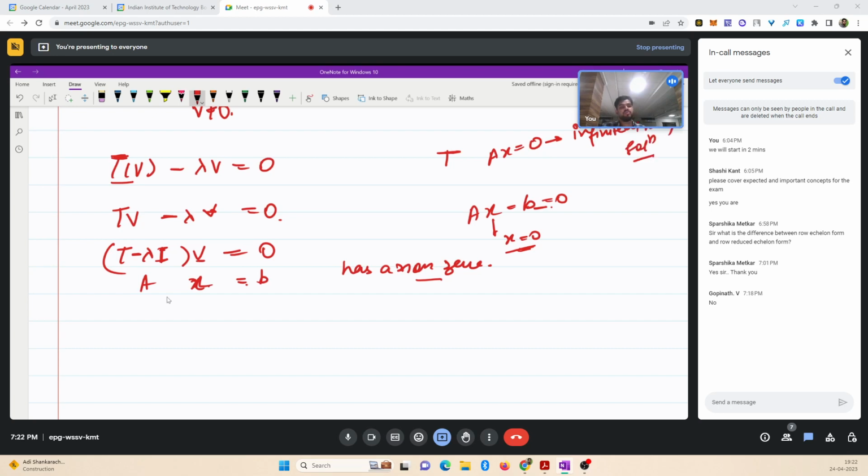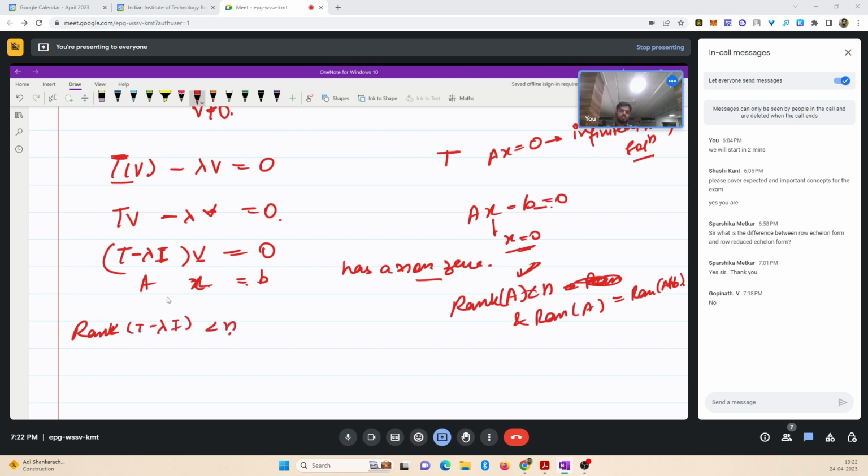Okay. Now, if you recall, in what case did we have infinitely many solutions? That rank of A is strictly less than n, and rank of A was equal to rank of A augmented with B. So we should satisfy this particular property, that rank of T minus lambda I must be strictly less than n. Or what does this mean?